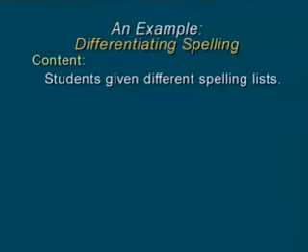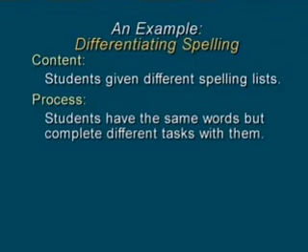I think the quickest way to demonstrate the differences between the three is through a spelling example. If I choose to differentiate the content of my spelling instruction, then students will work with different lists of words based on their readiness in spelling. If I decide it would be best to differentiate process, then students have the same words but will do different things with them. For instance, some students might create visual pictures of the words, while others might create word families using them.